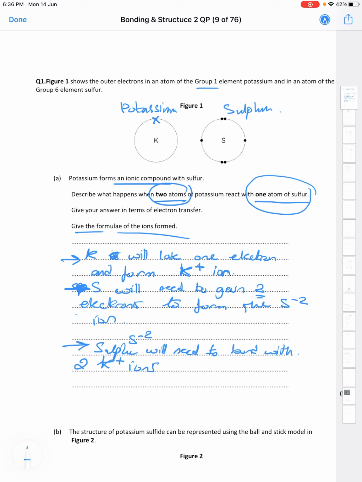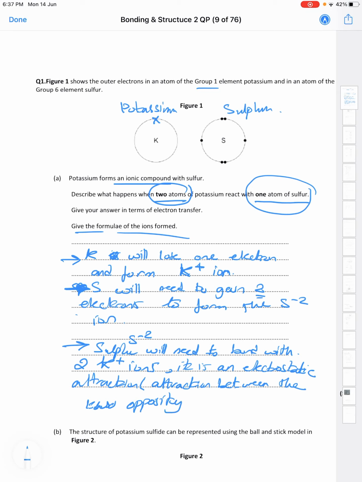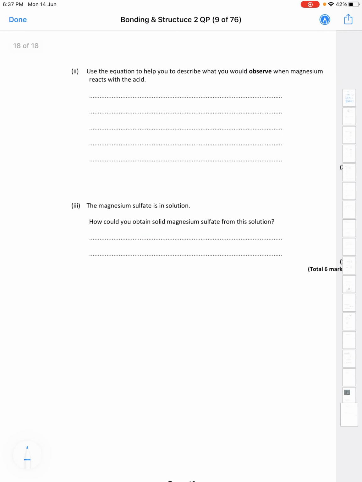What kind of bonding is this? It is an electrostatic attraction. What is electrostatic attraction? They love you to say this word, electrostatic attraction, which is the attraction between the two oppositely charged ions. That's it. And then you gain your, I believe that's a 5 marks question.